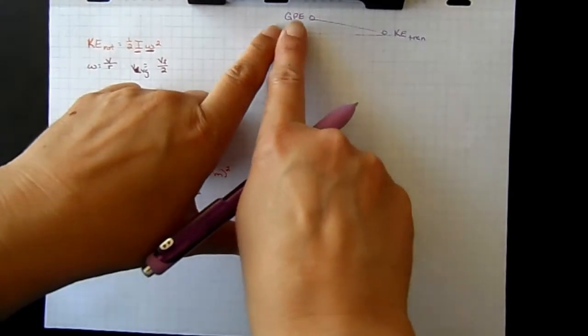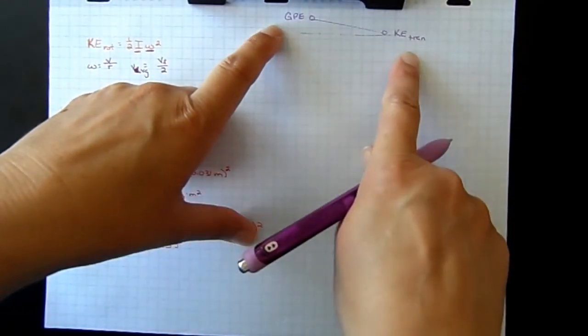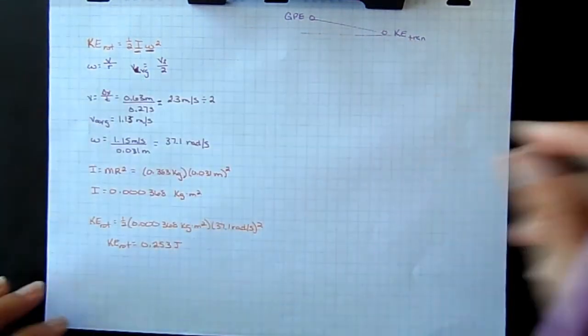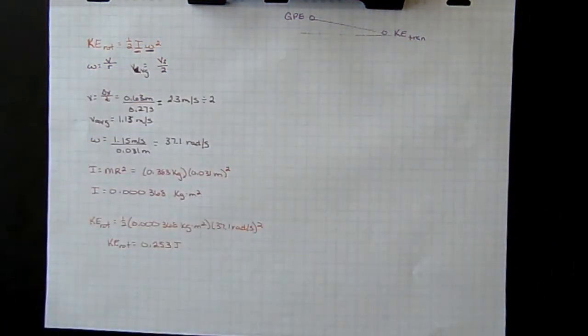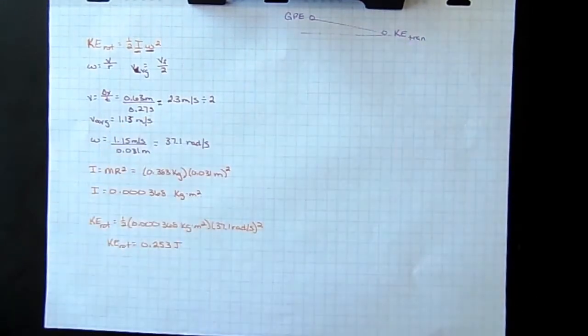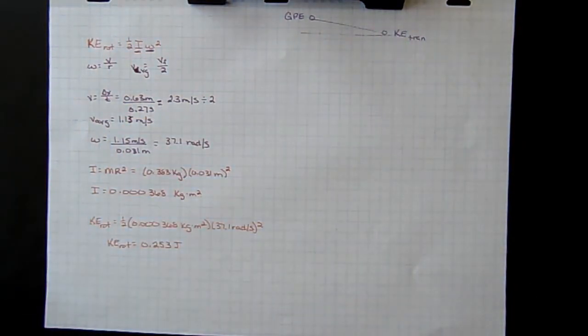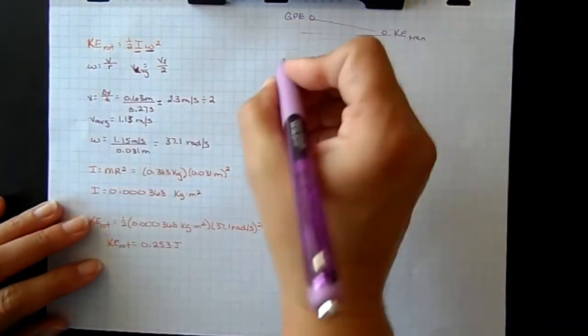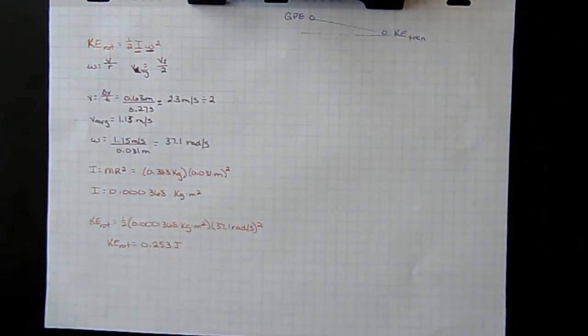In a perfect world, our gravitational potential energy would equal the translational kinetic energy at the bottom. But what we're going to find is those two things aren't going to be the same because our object is rolling. And so we have to have some rotational energy lost. Not really lost, but that does not translate into translational kinetic energy.